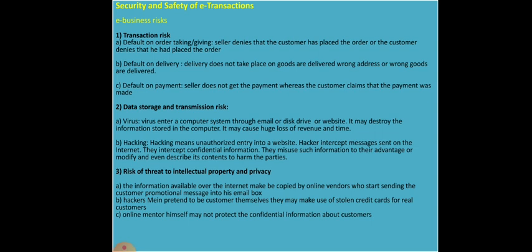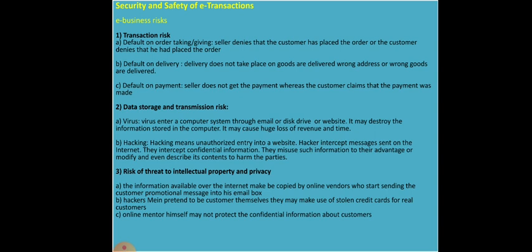Sometimes it happens that the seller denies that the customer has placed the order, or the customer denies that he had placed the order. So this is the default on order taking. This is also a transaction risk. Then second is default on delivery. Sometimes the goods are delivered to the wrong address, or the delivery does not take place, or some wrong goods are delivered.